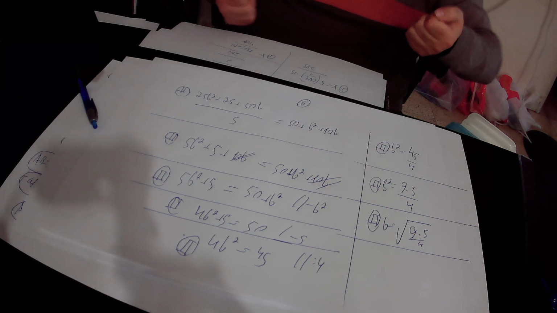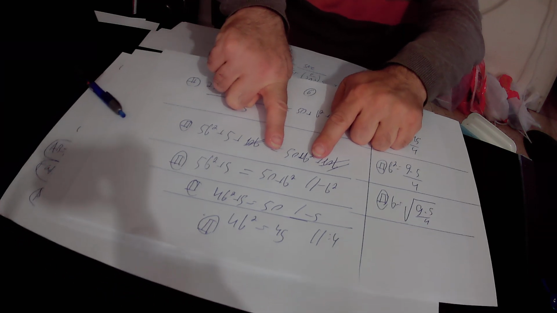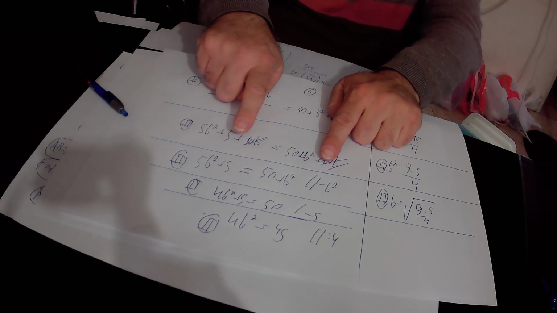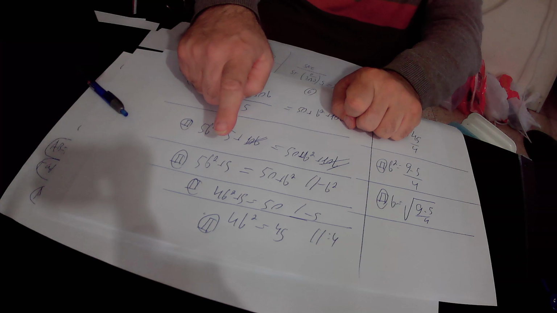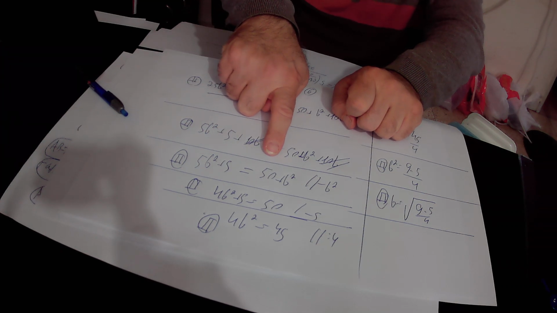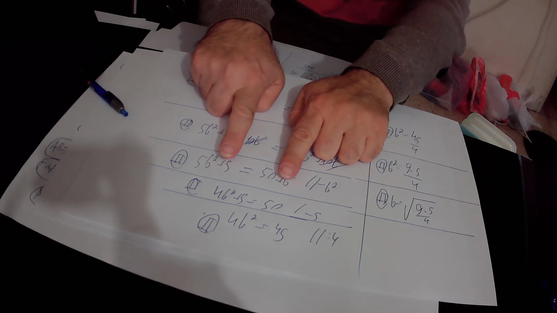So according to equation number 2, we found that 5b squared plus 5 equals 50 plus b squared. Here we subtract b squared from this equation number 2, and finally find that 5b squared minus b squared is 4b squared. So on this side of the equation we are left with 4b squared plus 5, and on the other side we are left only with 50. So according to equation number 2, 4b squared plus 5 equals 50.